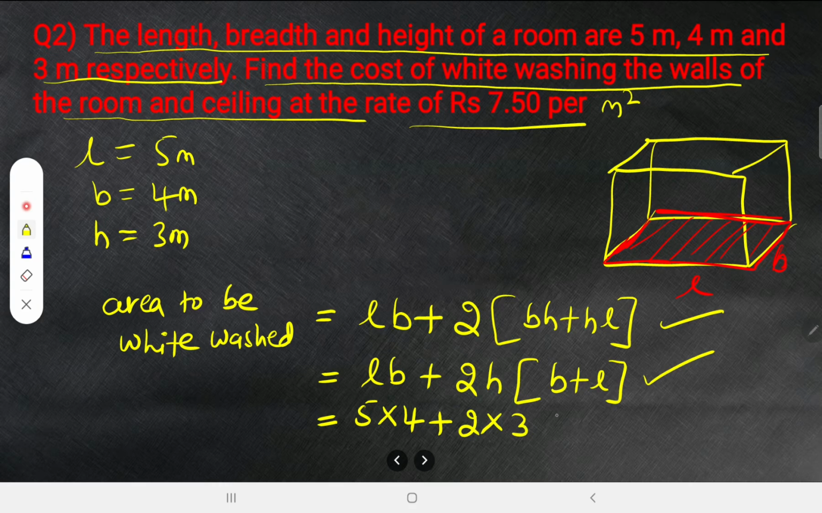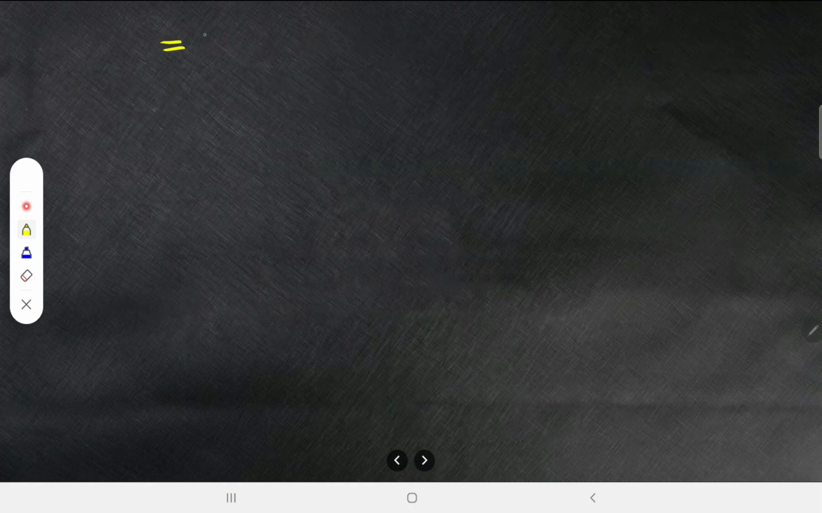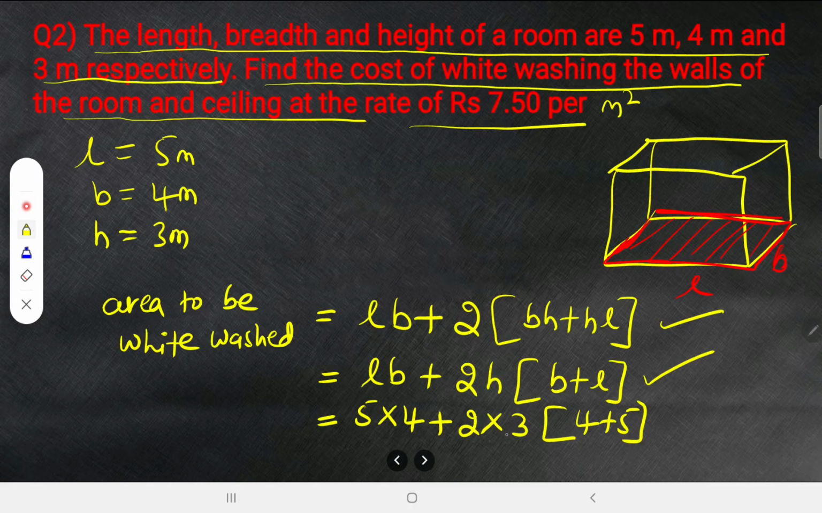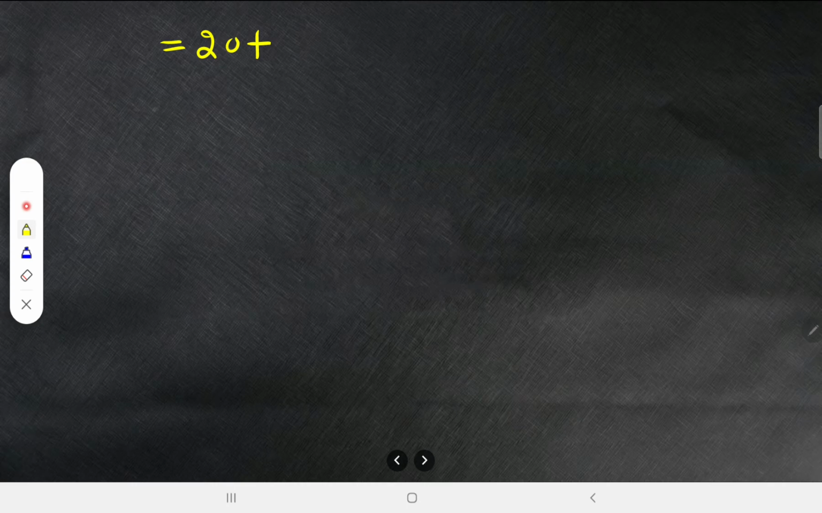2 into, pause the video and do it, and confirm your answer. 2 into 3 bracket B plus L is 4 plus 5. All right. So 5 into 4, how much it will become? 5 into 4, it will be 20 plus. Then afterwards, 2 into 3, how much it is? 2 into 3 is 6.